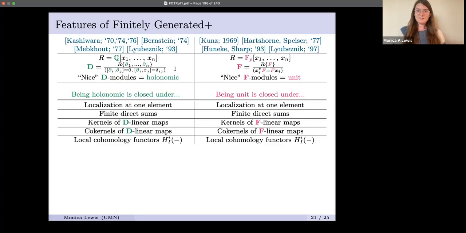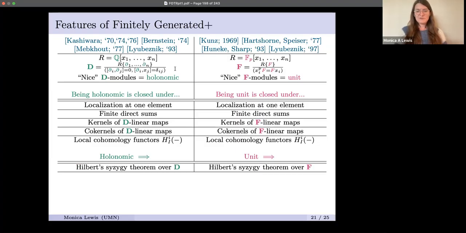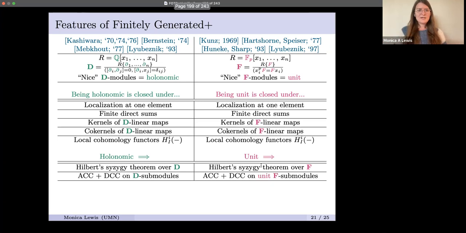You get a nice module with some nice conditions that is finitely generated over some kind of strange ring. What does that imply? Well, it implies a great number of things. Most of these results can be found in one of the two Lyubeznik papers, except for the Hilbert syzygy theorem. That one is either Kashiwara, or Emerton and Kisin in characteristic p. You can have the Hilbert syzygy theorem. ACC and DCC are the big result from the two Lyubeznik ones. So they are finite length in the category of holonomic or unit modules.